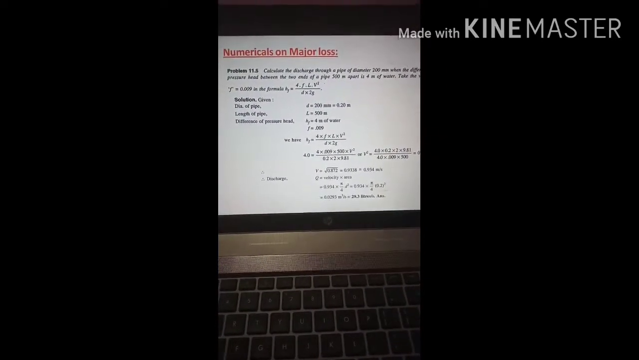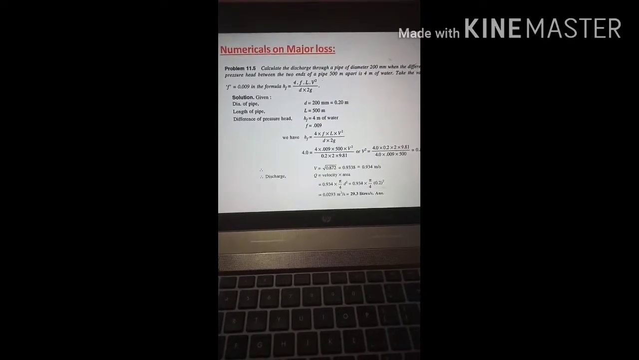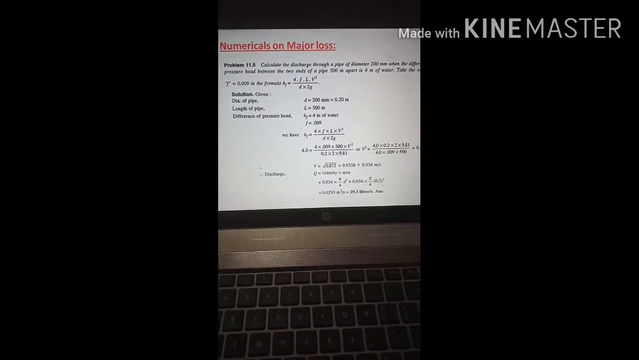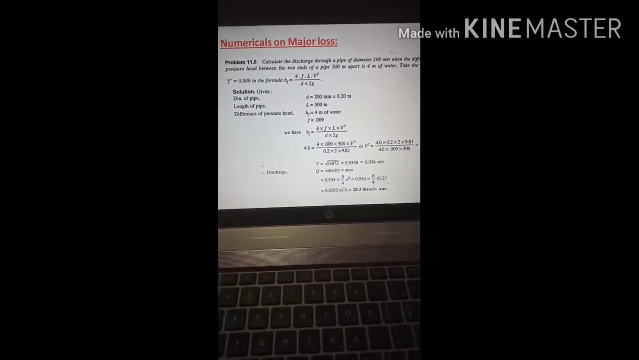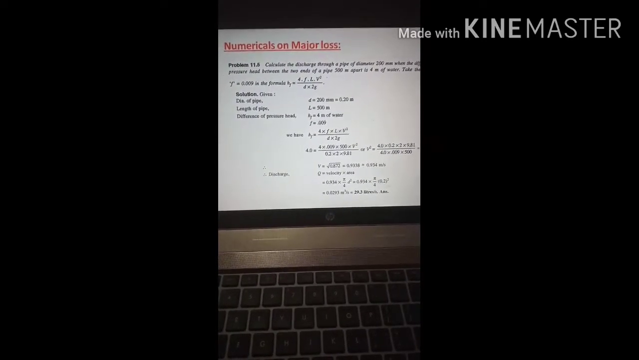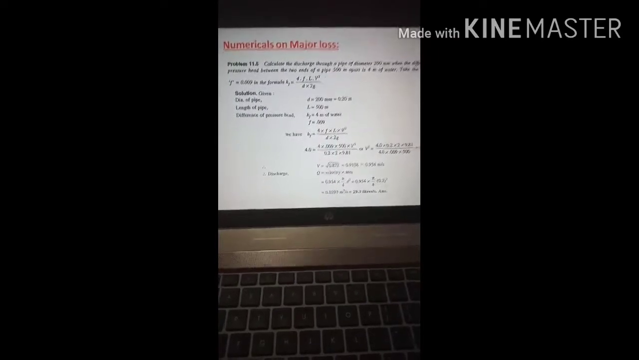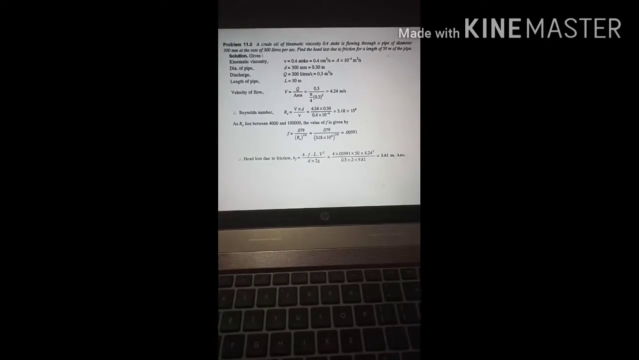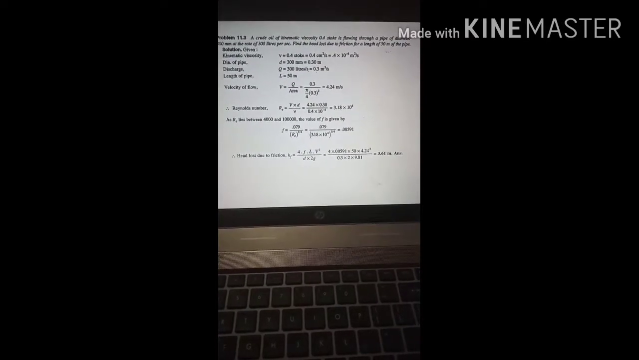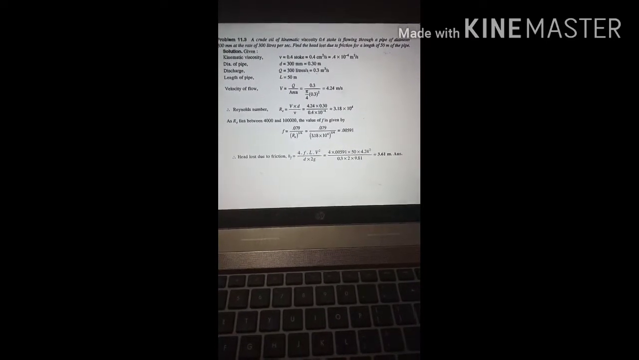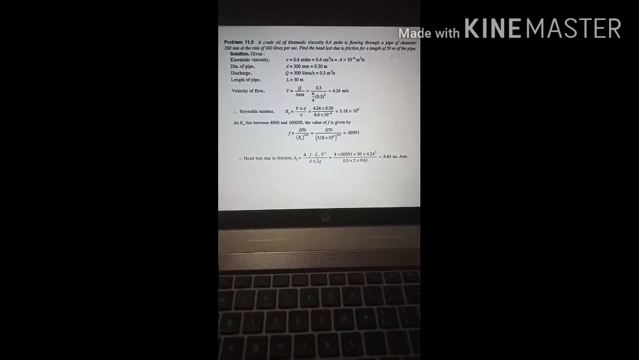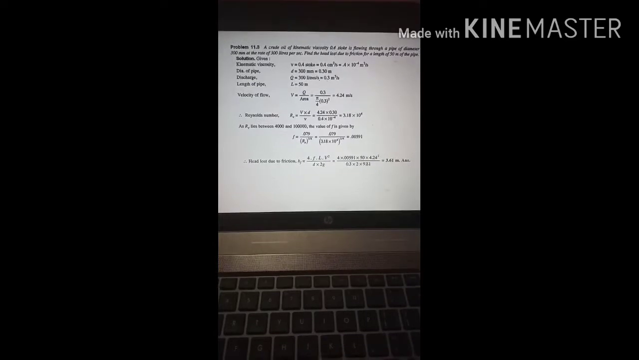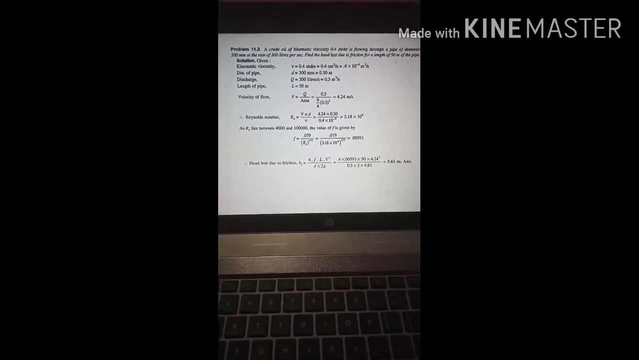Now let us see one more numerical where you have to calculate the coefficient of friction based on the Reynolds number. For that you have to first calculate the Reynolds number, and then you have to put the value of Reynolds number in the formula to calculate small f, depending upon whether the flow is laminar or turbulent. So let us see the second numerical. A crude oil of kinematic viscosity 0.4 Stokes is flowing through a pipe of diameter 300 mm at the rate of 300 liters per second. Find the head loss due to friction for a length of 50 meter of the pipe.